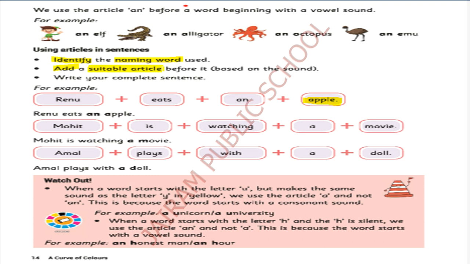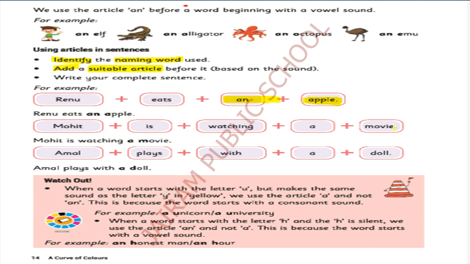Add a suitable article before it based on the sound. Apple. What is the sound? A. A is a vowel sound. So the suitable article is an. Here the suitable article is an. So the sentence is like this. Renu eats an apple.